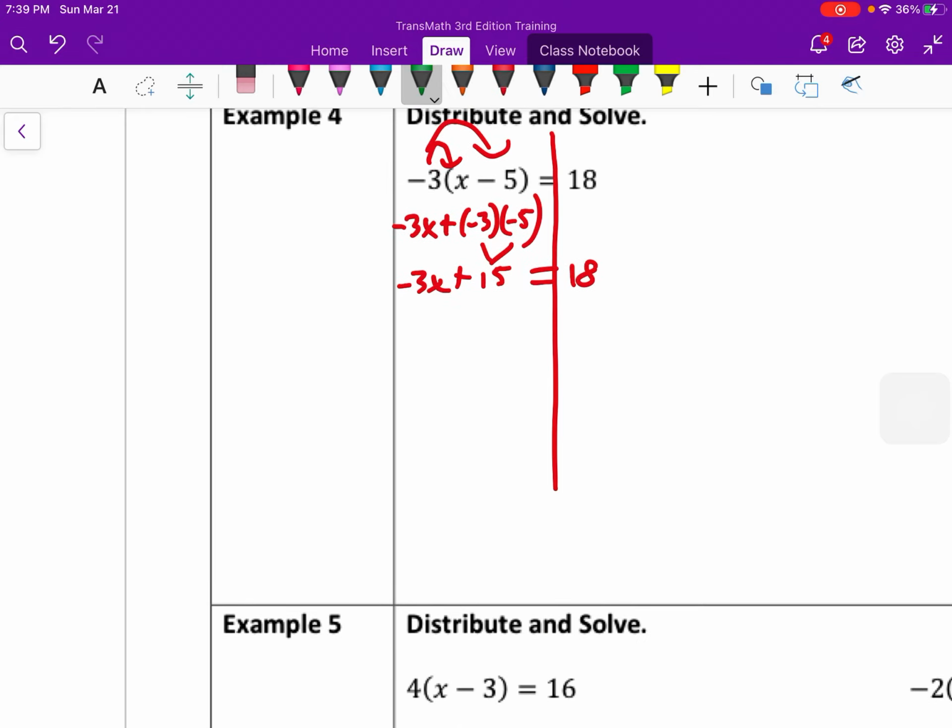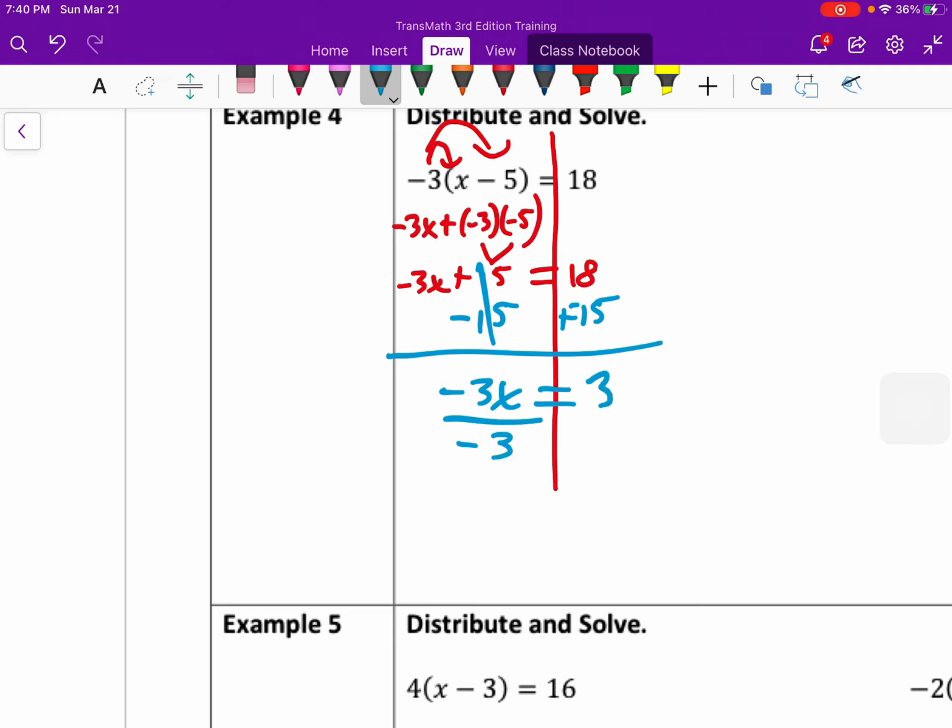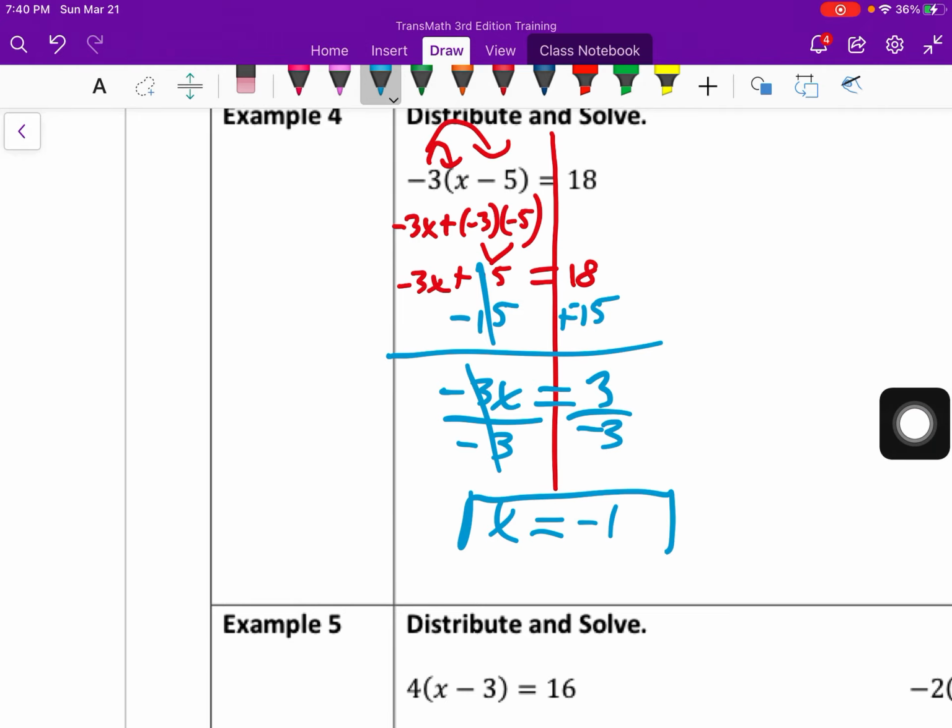Now we can do our inverse operations. I'm going to subtract 15 from both sides since it's plus 15, so that difference is 0. Negative 3x equals 18 plus a negative 15, which is 3. So we're going to divide both sides by negative 3 because we want x by itself, a positive x, and then x equals negative 1, because 3 divided by 3 is 1, and if we have different signs, it'll be negative.